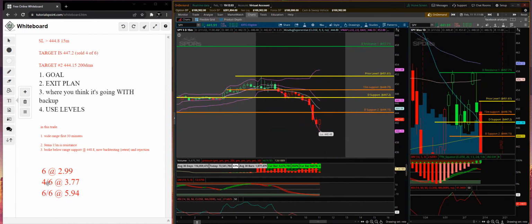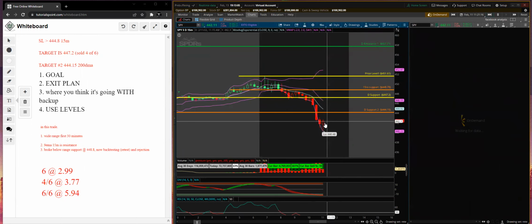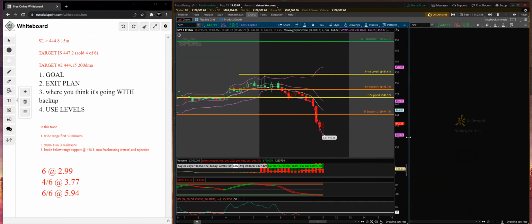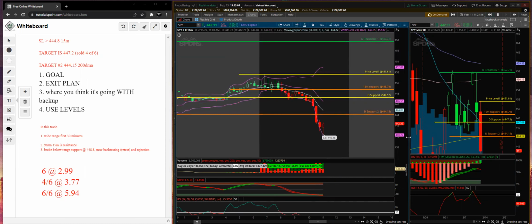We sold 4 out of 6 at 3.77. We let the rest ride of my last 2 and sold it at my second target at 444.15. So that's it for the day on SPY. I am done trading. It's very easy to use levels when you are day trading. You just need to have support and resistance levels plotted when you have a trade. Always have a goal. Always, always, always.